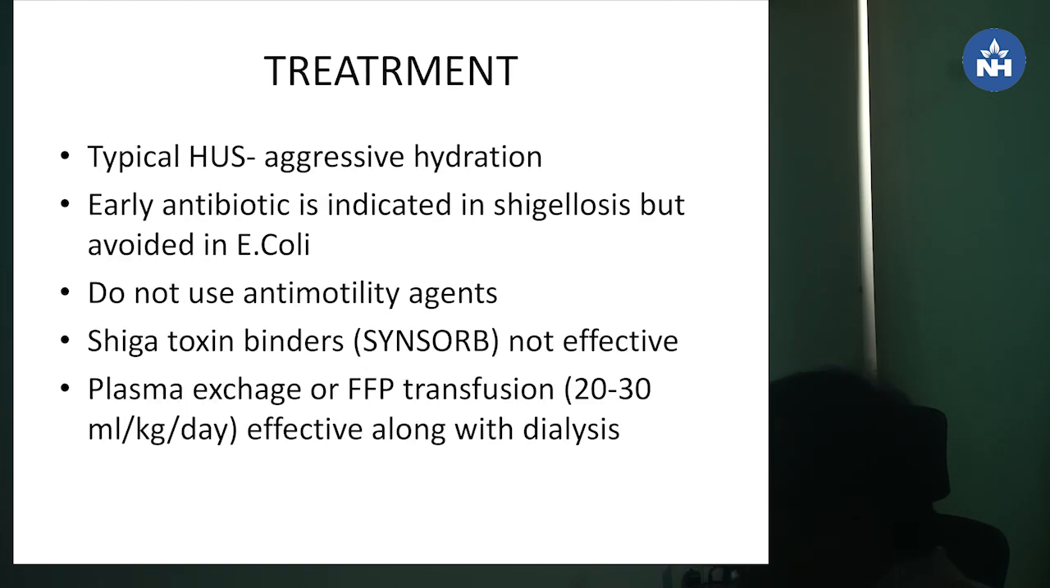Treatment: for typical HUS, aggressive hydration. Early antibiotic is indicated in shigellosis but avoided in E. coli. Do not use anti-motility agents. Shiga toxin binders are not effective. Plasma exchange with FFP transfusion is effective along with dialysis.